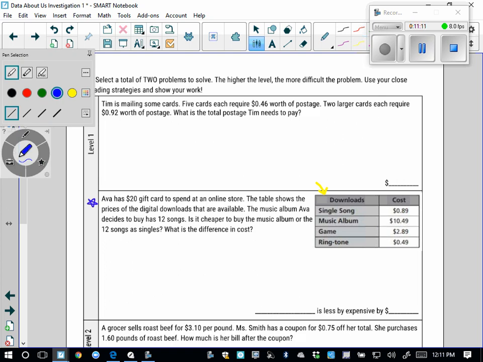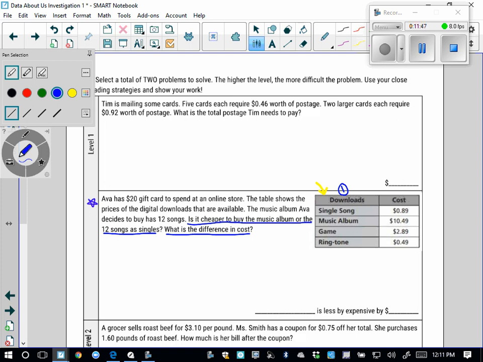The music album Ava decides to buy has 12 songs. So here's the first question. Is it cheaper to buy the music album or the 12 songs as singles? And the second question is, what's the difference in cost? So the things that I need to number, there's not too many different steps here. So I guess for me, I'm going to number looking at the table. And then I'm going to solve the problem.